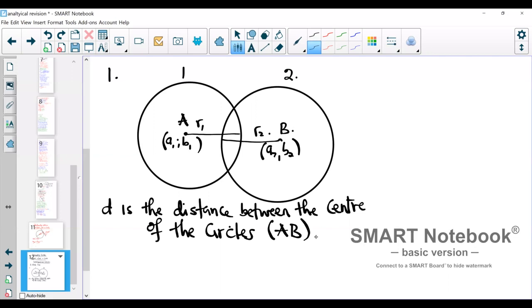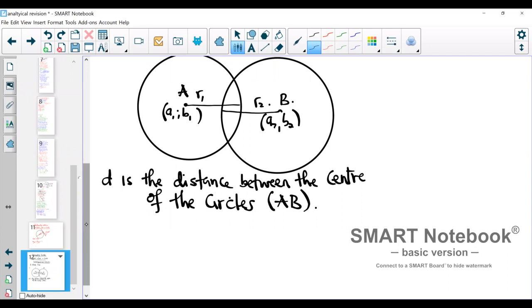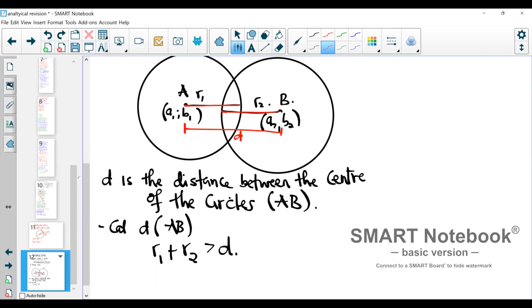All right. Now, how do we know that these circles are overlapping or intersecting? We would calculate D, which is the length of AB. If R1 plus R2 is greater than D, watch this. We have our radius R1, the length of the radius there, and the length of the radius here, R2. If it is greater than D, the distance between the two centers, then the circles are overlapping.